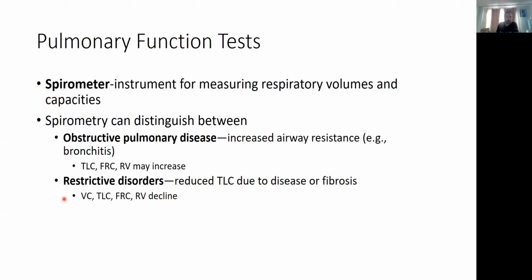The way that we're going to distinguish between those two is that we're going to see different numbers, right? Total lung capacity tends to increase with OPDs. It tends to decrease with restrictive disorders. Vital capacity, functional reserve capacity, residual volume, all these things get smaller with restrictive disorders. They tend to increase with obstructive disorders.